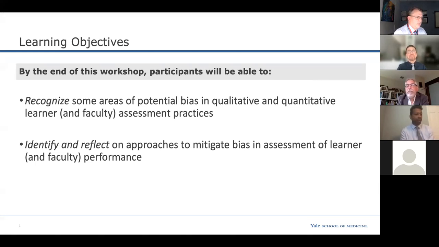So today we just wanted to quickly focus on the learning objectives. By the end of this workshop, we expect all the participants to be able to recognize some areas of potential bias in both qualitative and quantitative assessment for students, trainees, and faculty. Additionally, we intend to be able to identify and reflect upon approaches to mitigate these biases in assessments.